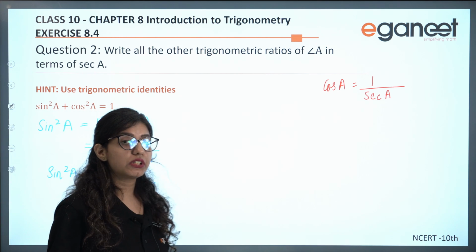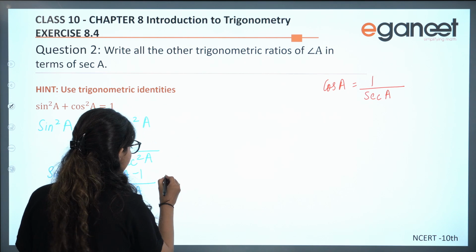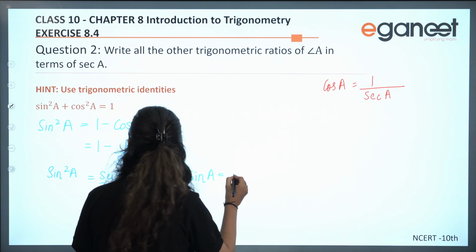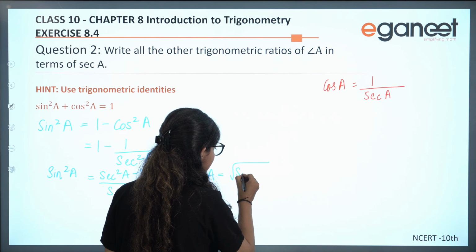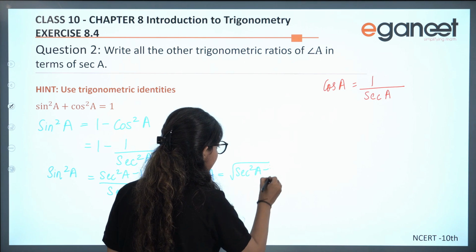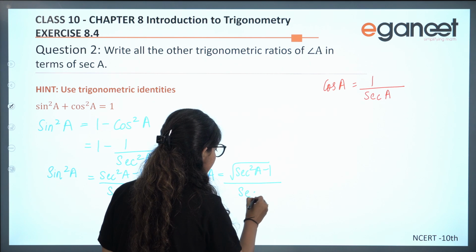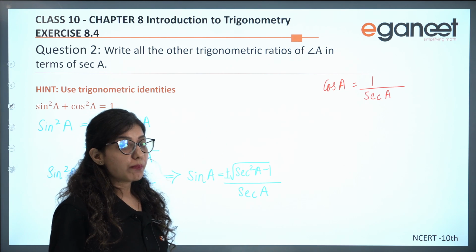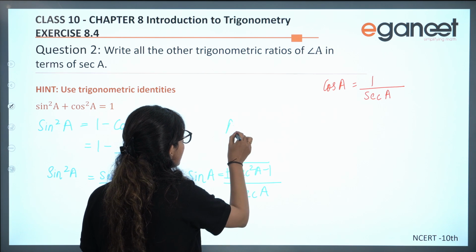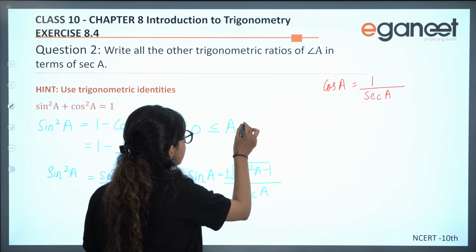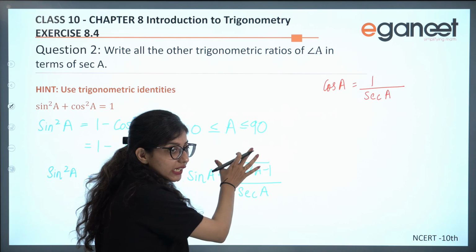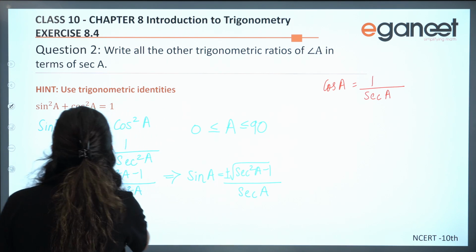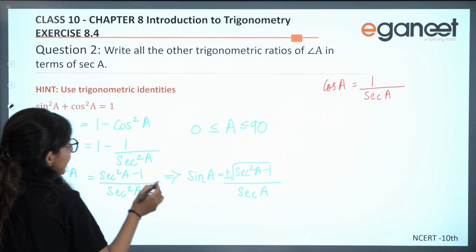But we haven't found the value of sin A yet, right? So it will be root of sec square A minus 1 upon sec A. Note that here we can have this plus minus sign, but we know the range of A. And for this range, sin A will never be negative, right? So we can get rid of this minus sign over here.